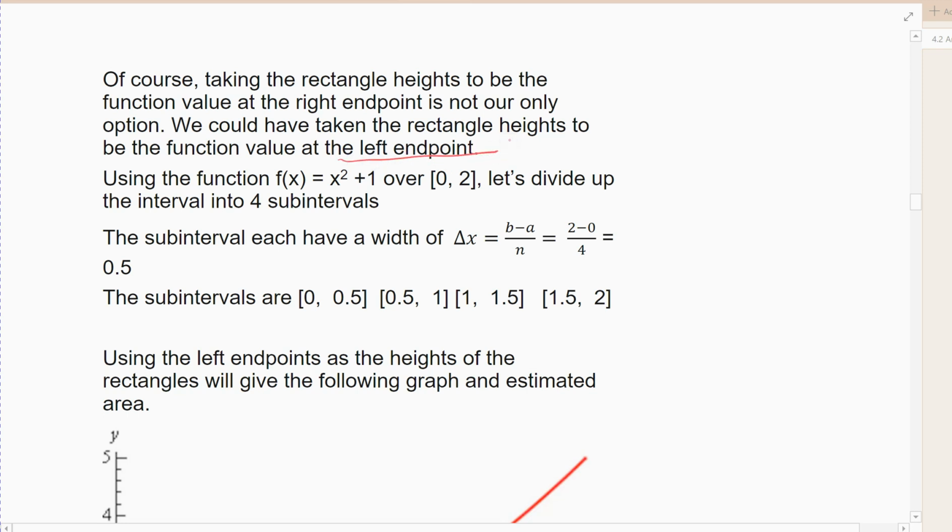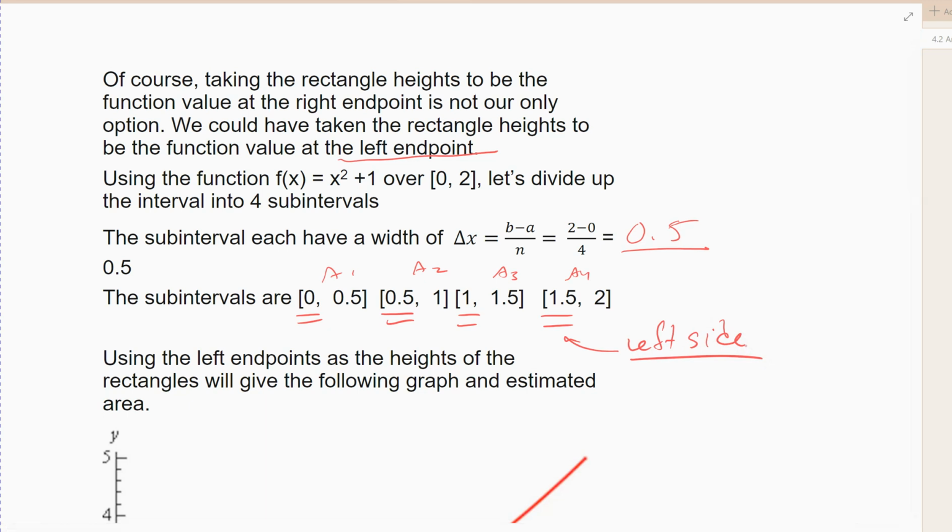So the setup's the same. I divide each region into 4 subintervals, and these are the same 4 subintervals. Each of them has the same width of 1/2. This would be area 1, area 2, area 3, area 4. But now my areas are going to be drawn differently. This time, I'm going to use my left endpoints, the left side of each of my intervals. So I'm going to use 0, 1/2, 1, and 1.5. Those are the values I'm going to use.